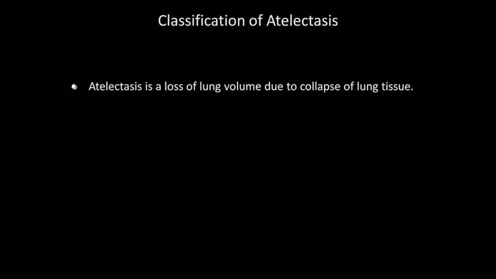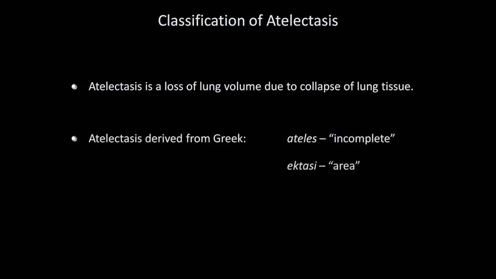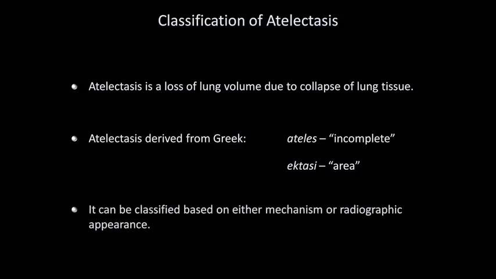Atelectasis is a loss of lung volume due to collapse of lung tissue. For anyone interested in where the unusual sounding word came from, it's derived from Greek, ateles meaning incomplete, and ektasi, which the most reliable appearing sources translate to mean area. Atelectasis can be classified based on either mechanism or on radiographic appearance.